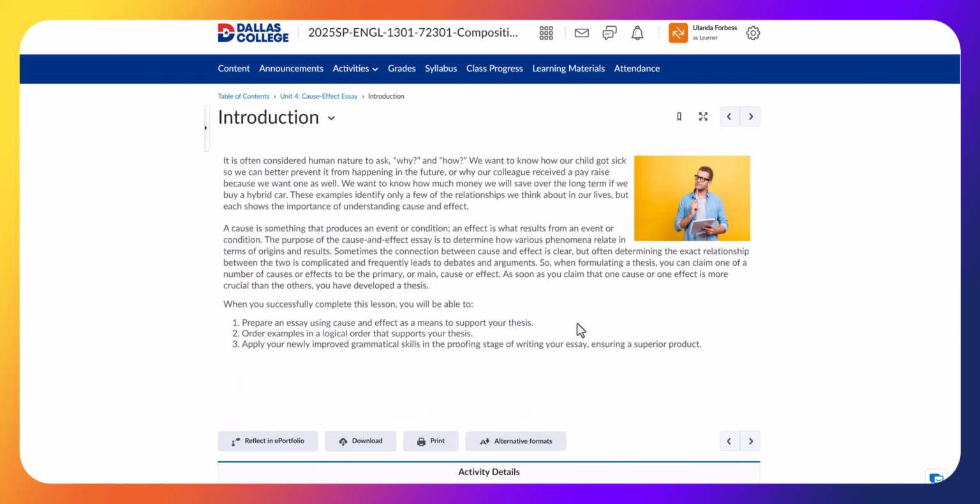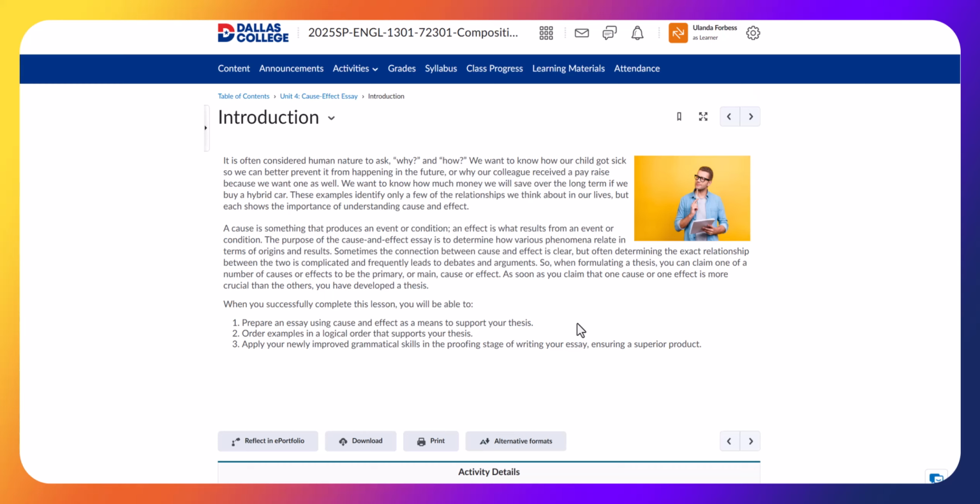It is considered human nature to ask why and how. If you've ever been around a 2-year-old toddler, their favorite word is why. We want to know how our child got sick, so we can better prevent it from happening in the future. Or why our colleague received a pay raise, because we want one as well. We want to know how much money we will save over the long term if we buy a hybrid car. These are all examples that identify only a few of the relationships we think about in our lives, but each shows the importance of understanding cause and effect.